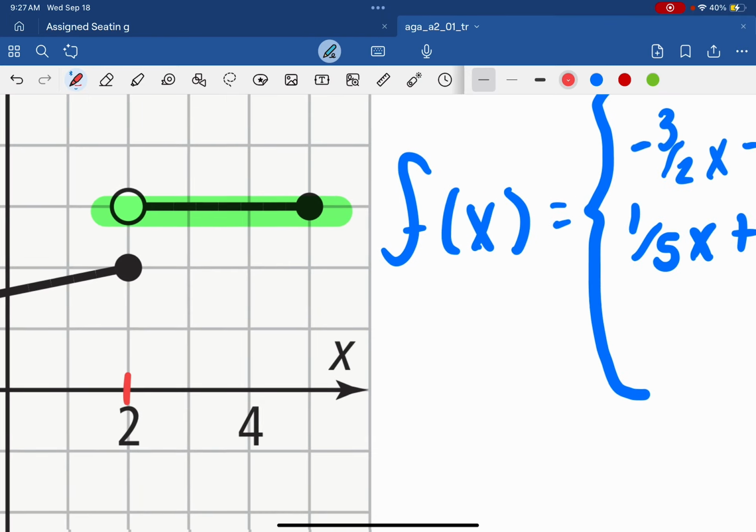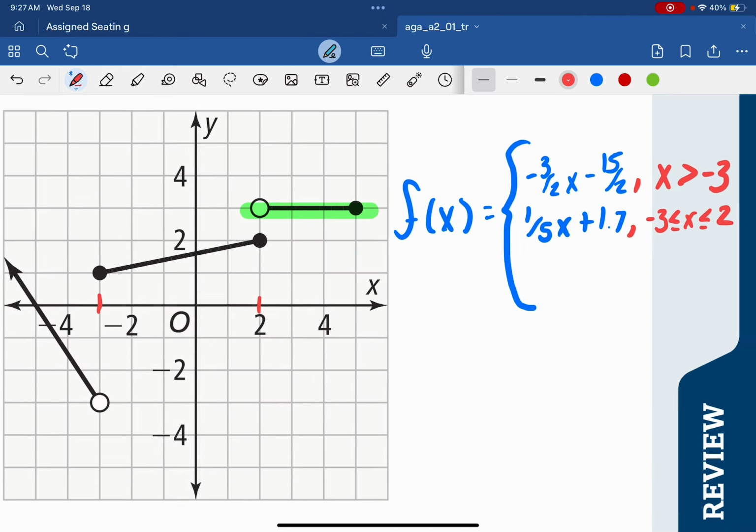Now for my last piece, I got really, really lucky because this is just a horizontal line. Horizontal lines do not have a slope. The slope is 0 right here. It doesn't rise, it doesn't run, the slope is 0. And if I keep extending it, I know that the y-intercept of this line would be 3. So the equation for this piece is just 3 because there's no slope.